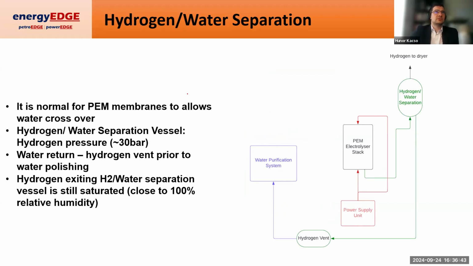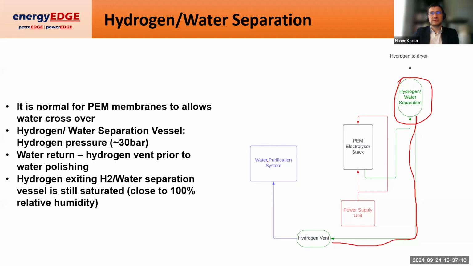And we've got the hydrogen water separation vessel being at the pressure of the hydrogen. So it's at running pressure. Typically the running pressure is going to be 30, maybe 32 bars, or maybe even 35 bars on some systems. But 30 bars is typically the industry standard.